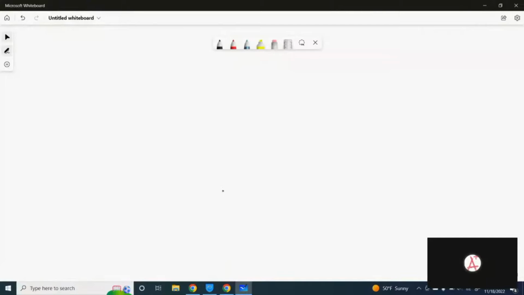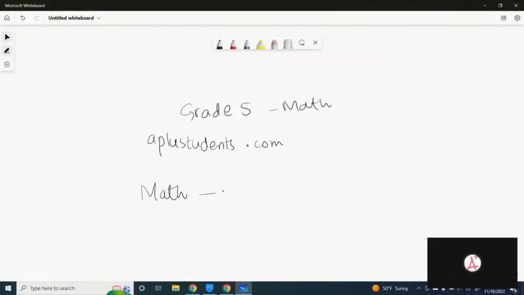So we're going to start with grade 5 maths. You can find all the lessons on aplusstudents.com. You have to log in there using your email address and password as provided by the administrator. Then you have to select math from the subject tab. Scroll down to grade 5. Then we're going to start with the chapter that is coordinate planes.